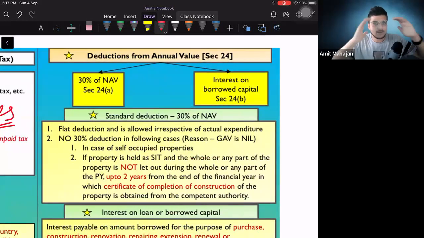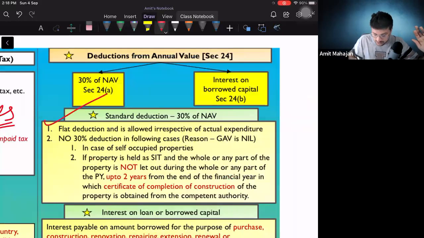डिडक्शंस फ्रॉम एनुअल वैल्यू. अगेन फर्स्ट GAV देखा, म्यूनिसिपल टैक्सेस माइनस किया. आई विल गेट द फिगर ऑफ NAV. NAV से I will reduce two things: 30% of NAV, that is 24A, and interest on borrowed capital. अभी 30% of NAV में there is no explanation. Absolutely, जो सबको मिलेगा. और मैंने ये भी तुम लोग को बताया कि 30% में क्या क्या इंक्लूड होगा. सब कुछ, रिपेयर्स, मेंटेनेंस, कुछ नहीं अलग से मिलने वाला है. You will get everything. Everything is included in 30%.